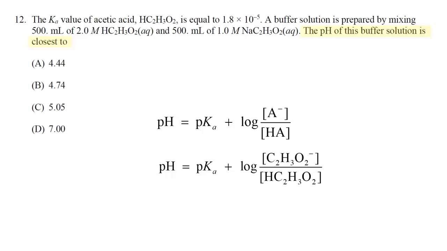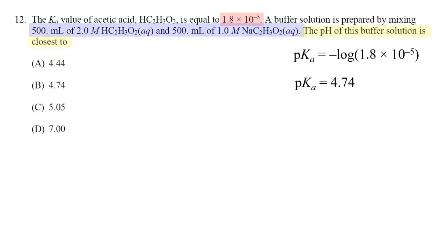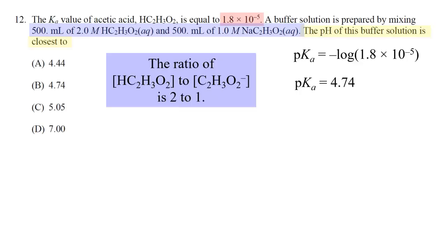So the negative log of 1.8 times 10 to the negative 5 is equal to 4.74. Now, is the correct answer to question 12 choice B? No, because we don't have an equimolar mixture of the weak acid and the conjugate base. In fact, if we look at the details, we have a higher concentration of the acetic acid, 2 molar, and we have a lower concentration of the sodium acetate, 1 molar. So we have the same volume, but we don't have the same concentration.